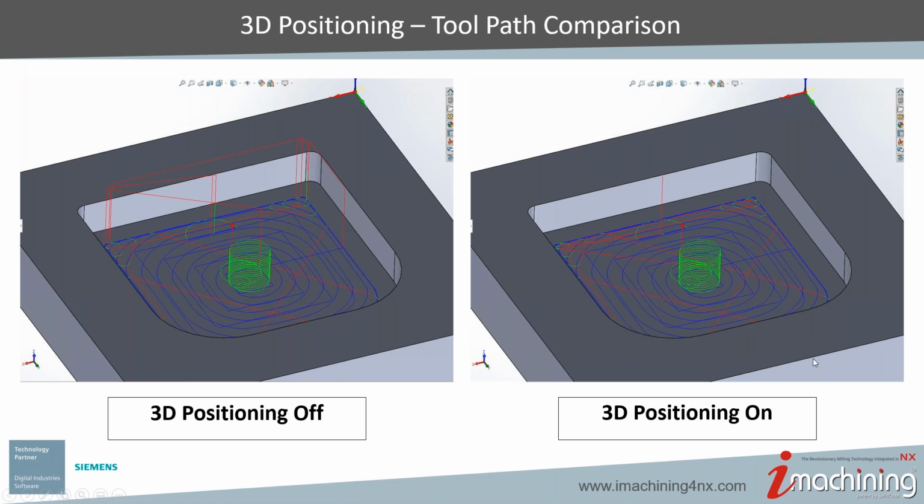When we look at 3D positioning turned on, now you can see the tool is able to have one entrance into it, and there are 0 retracts to the clearance plane. All of the cutting is done while the tool is down in the pocket. It just moves up the safety distance, or the in-pocket positioning that we use for iMachining, and all of that positioning is done down inside the pocket.